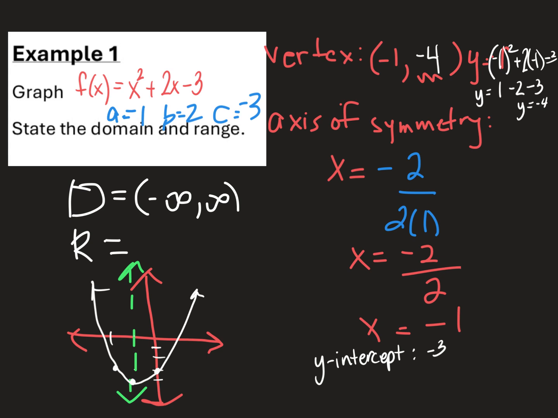I also want to include maximum or minimum value here because I just think it's important to talk about it since I listed it before. Does this graph have a maximum or a minimum? Well, first of all, I know this graph is pointing up because A is positive. So since it's pointing up, it has a minimum value. The minimum point is negative 1, negative 4. But the minimum value is negative 4, the y-coordinate of the vertex.